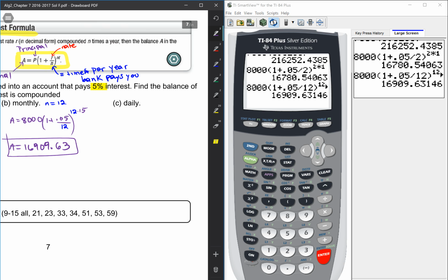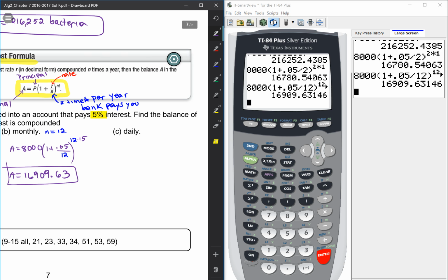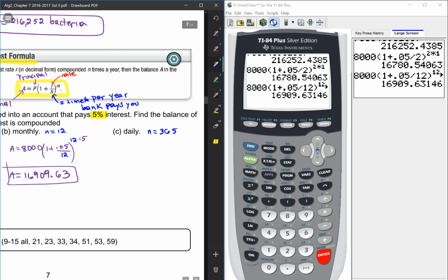I'm going to do it one more time. Now the bank is paying us daily. Every single day the bank is paying you interest. We are going to make so much money. How much is n? 365. So let's put that in. I want everybody to plug it in before you call out answers, so don't call out any answers just yet. So this is going to be over 365, to the power of 365 times 15.